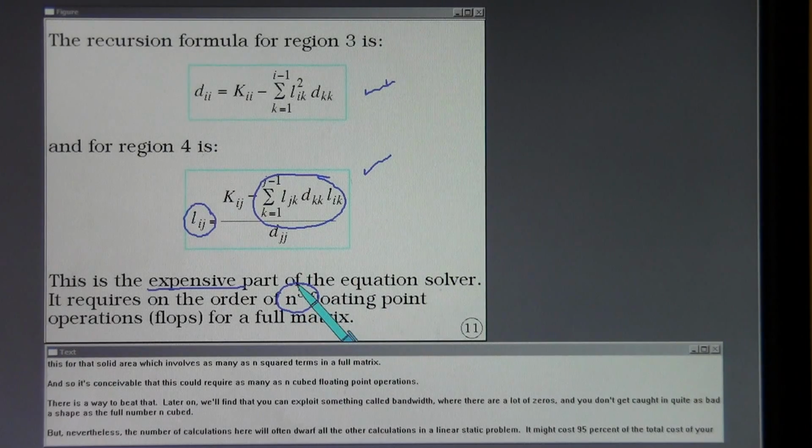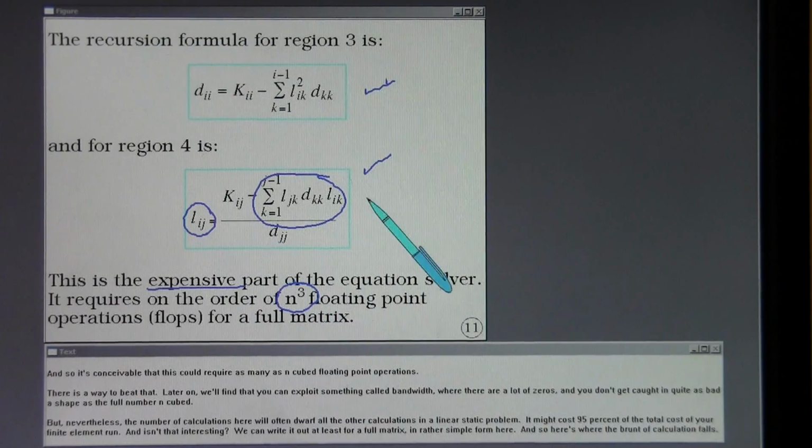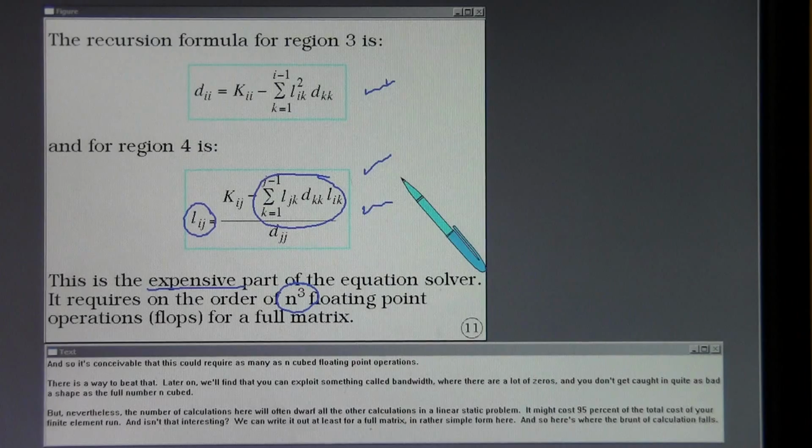There is a way to beat that later on. We'll find that you can exploit something called bandwidth, where there are a lot of zeros and you don't get caught in quite as bad a shape as the full number n cubed. But nevertheless, the number of calculations here will often dwarf all the other calculations in a linear static problem. It might cost 95% of the total cost of your finite element run. And isn't that interesting? We can write it out, at least for a full matrix, in rather simple form here. And so here's where the brunt of calculation falls.